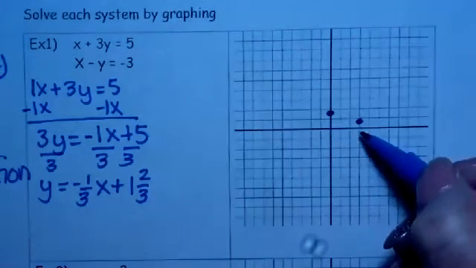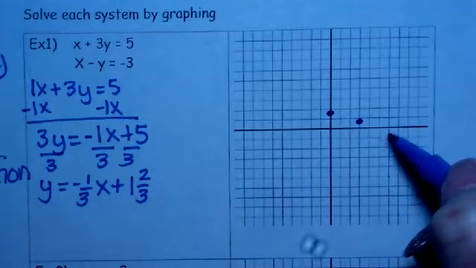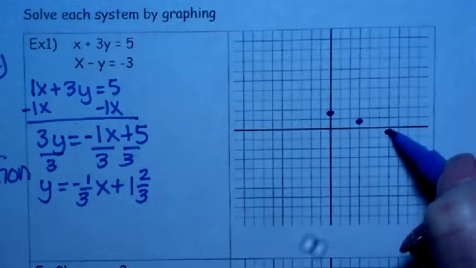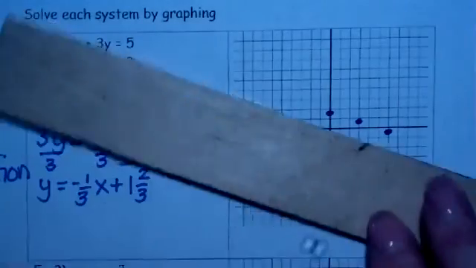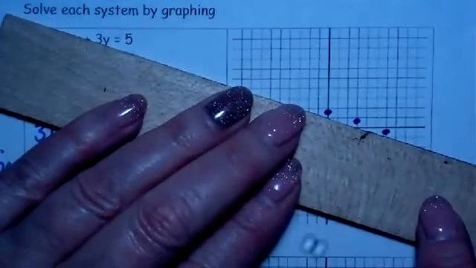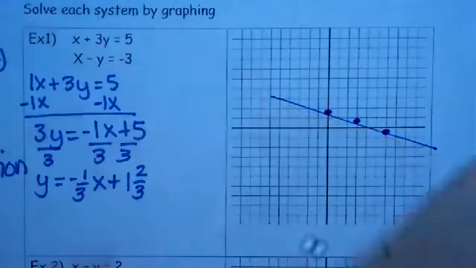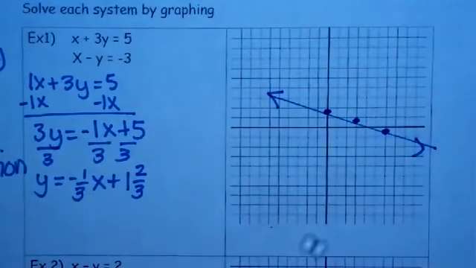I'm going to do that one more time. 1 unit down, 3 units right. Let's see. 1, 2, 3 right there. Okay, I'm going to grab my ruler. And if I did this right, they should line up. And I'm going to make my line. I'm a little bit low, but I'm close enough.